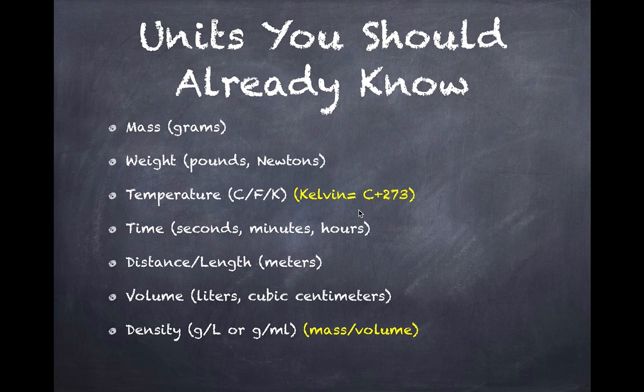Some problems on the AP test might give you values in Celsius, and you would have to manipulate that value into Kelvin. In yellow here, I have the equation to convert from Celsius to Kelvin. Kelvin equals the Celsius measurement that you have plus 273. So if they gave you, let's say, 100 degrees Celsius, we would know that that would be 373 Kelvin, because we would just do 100 plus 273 to get 373 Kelvin.